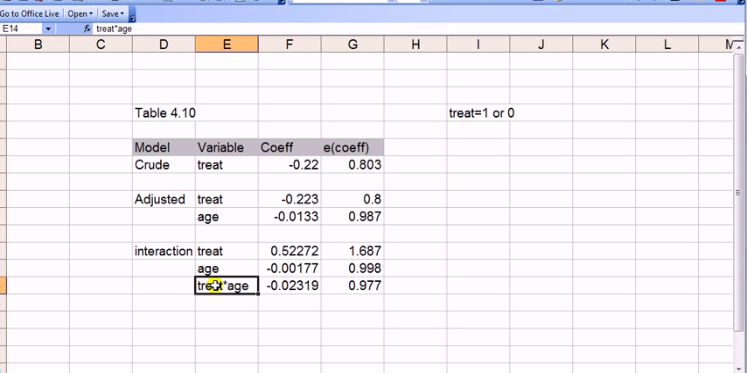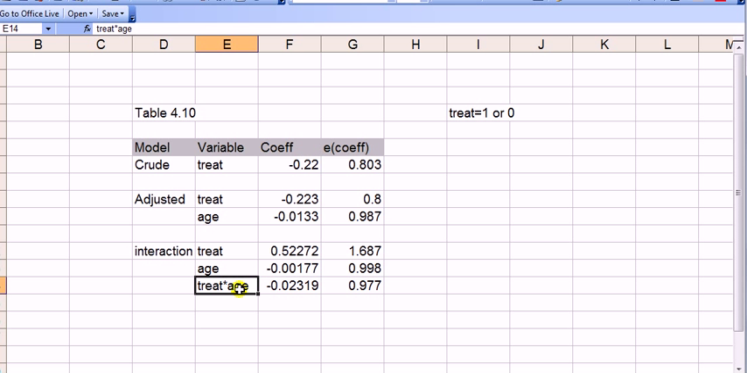Right, well, we know that treat can take the values 0 and 1. For a person who has not had treatment, what value will it take? It'll take 0, because 0 times any age number, any finite number, is going to be 0. So that term will disappear for a person who has not had treatment. In that case we only have these two terms, and this is the model.